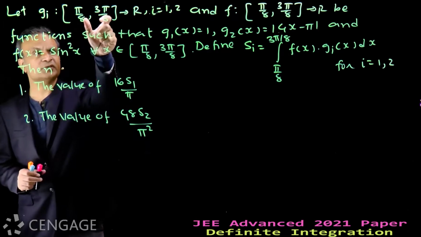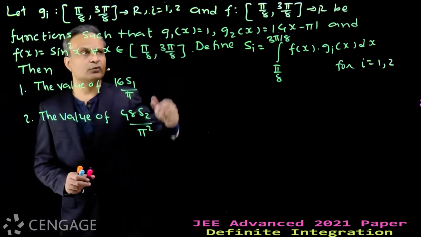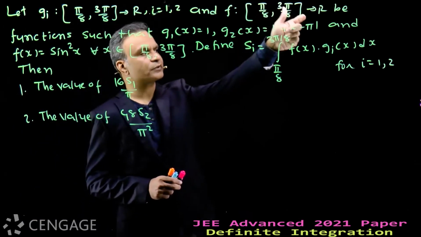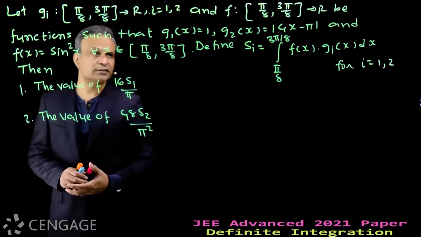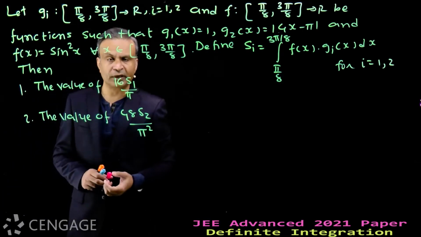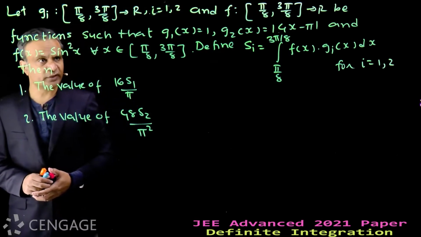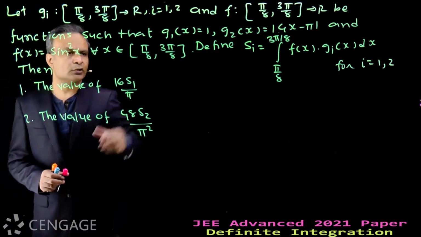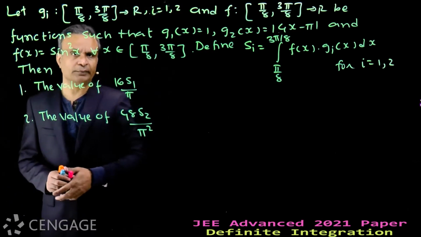Let g_i from this interval to set R for i equal to 1 and 2, and f from this interval to set R be functions such that g1(x) is equal to 1, g2(x) is equal to modulus of 4x minus pi, and f(x) is equal to sine square x for all x belonging to the closed interval pi by 8 to 3 pi by 8.